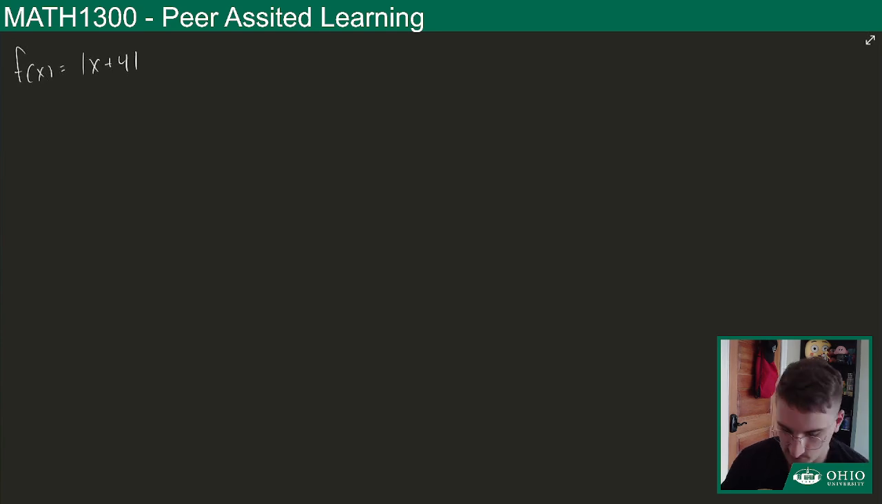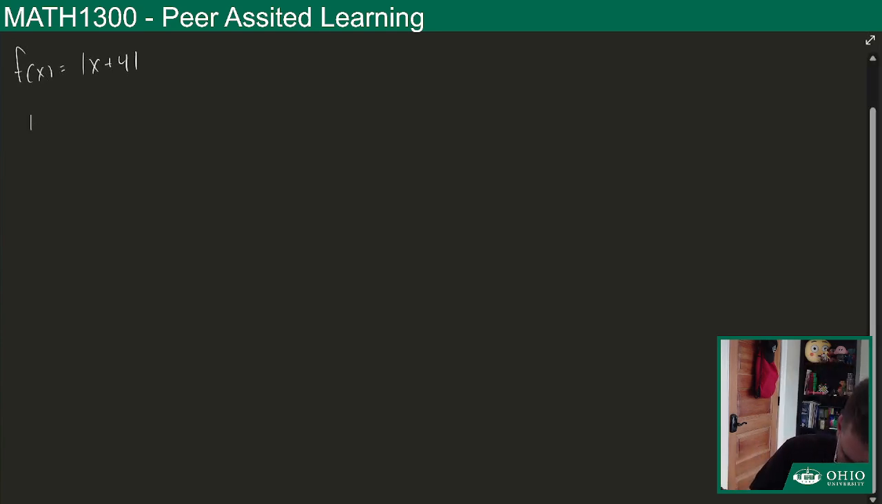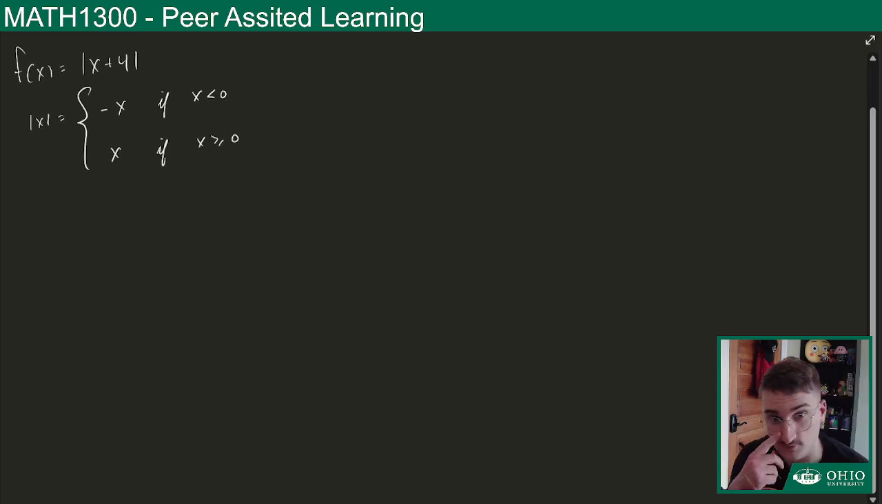So the original piecewise definition, before we even apply anything, looks like, and that's an ugly bracket, let me redo that, looks like the absolute value of x, and then it's going to be negative x if x is less than 0. It's going to be positive x if x is greater than or equal to 0.